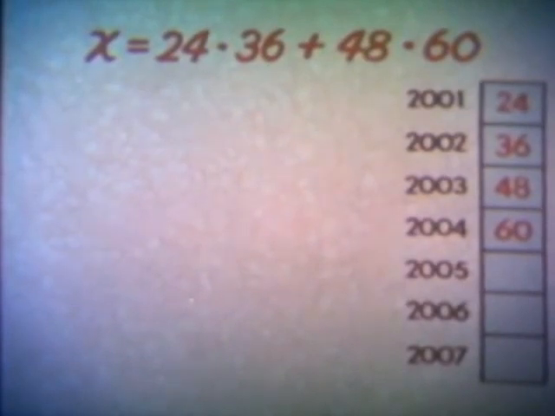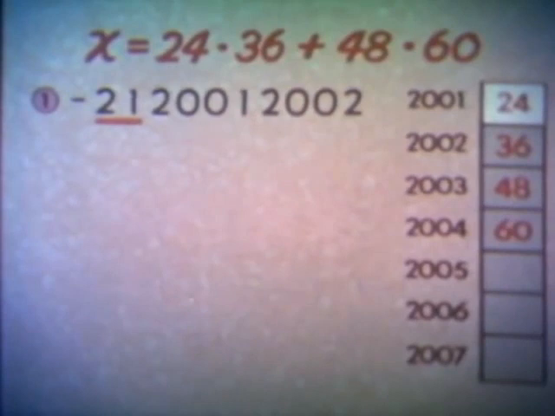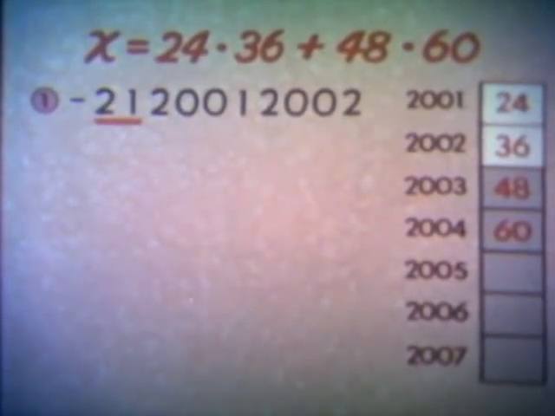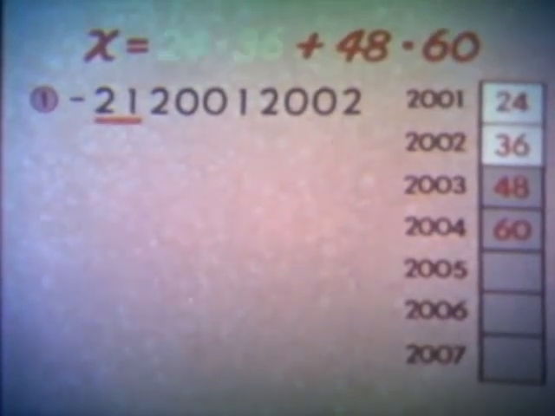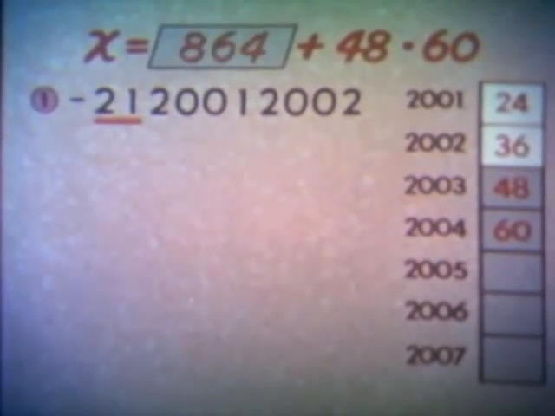Now the first instruction word is this. Transfer from storage and multiply the contents of address 2001 by the contents of address 2002. Note that the instruction does not contain the data to be processed, just the addresses where they are stored. Obeying this instruction then, the computer will multiply 24 by 36. And it will, like most computers, leave the result, 864 in this case, in the accumulator in the arithmetic unit.